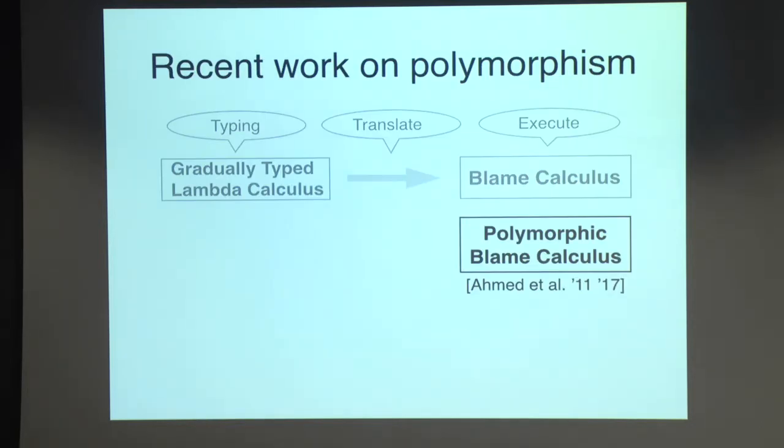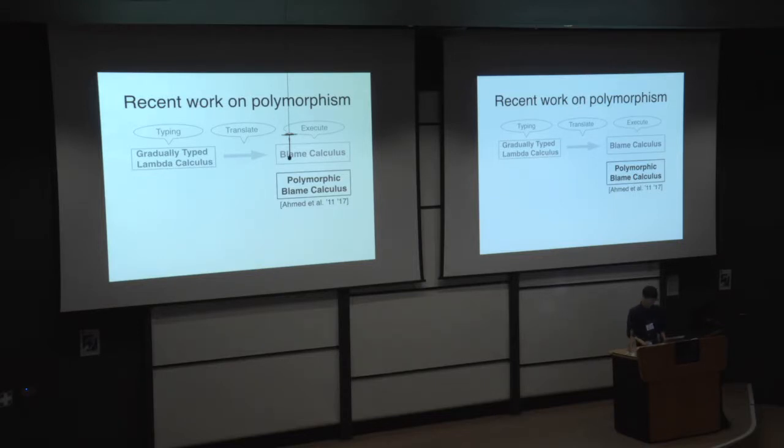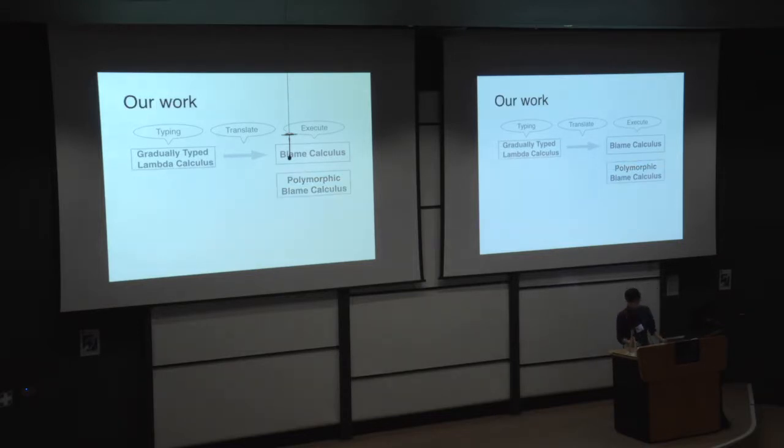So, as you know, there is some research on polymorphic gradual typing. The polymorphic blame calculus has been studied by Ahmed et al. Its main feature is name generation, or runtime type generation, to ensure parametricity. The language corresponds to the target calculus in the framework. However, there is no research on the whole framework of polymorphic gradual typing. So we completed the missing parts by developing the two languages.